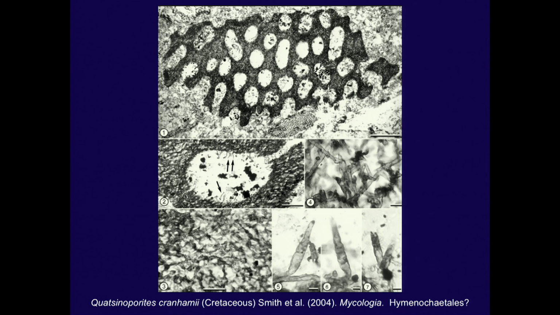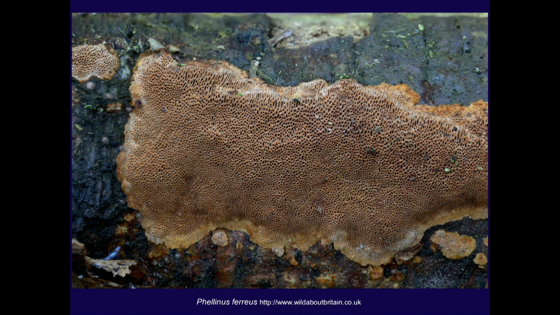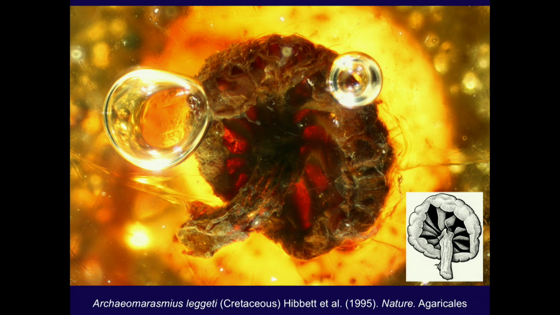We have some fruiting bodies. This is the oldest, from about 130 million years ago. It's a polypore. It might have looked something like this fungus here. And here's a picture from my very brief career as a paleomycologist. This is a Cretaceous mushroom from amber from New Jersey, of all places.